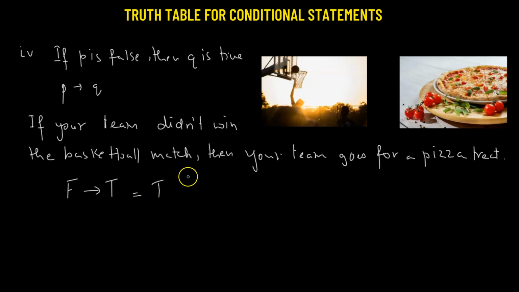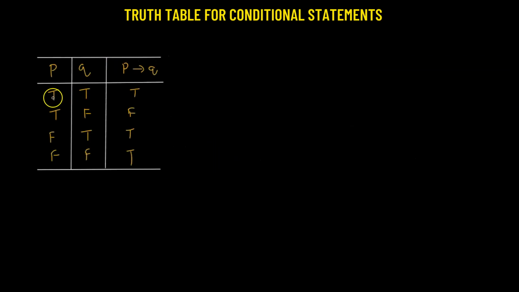So now if we rewrite all four scenarios in the form of a truth table: when P and Q are both true, then if P is true, then Q is true, is going to give us a true truth value. If P is true, then Q is false, this is going to give us a false truth value.